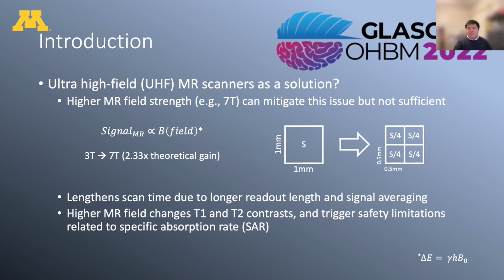What complicates the issue further is that it will increase the scan time needed for imaging due to longer readout length and sometimes for signal averaging to counter the SNR loss. Also, those familiar with imaging at ultra-high field know that safety limitations related to SAR and the changes in the tissue T1 and T2 coefficients could further complicate the high-res imaging acquisitions.